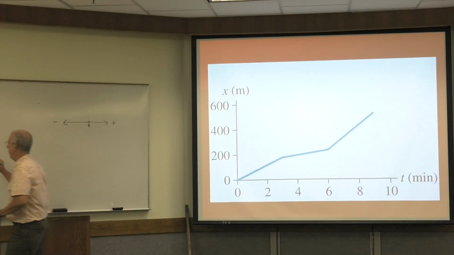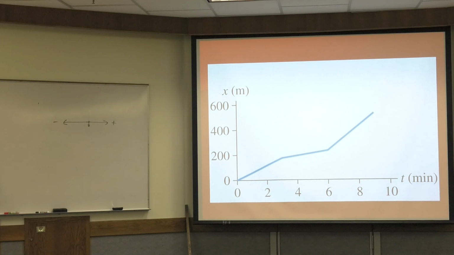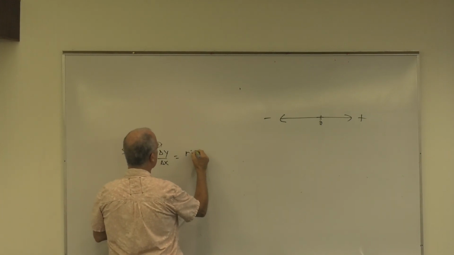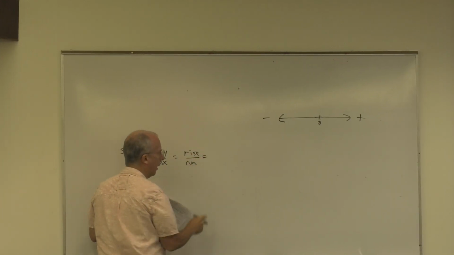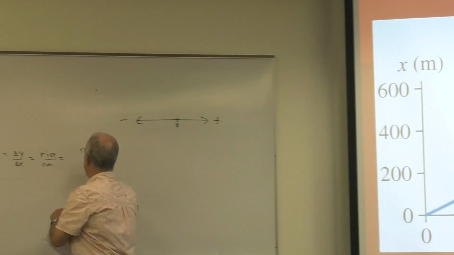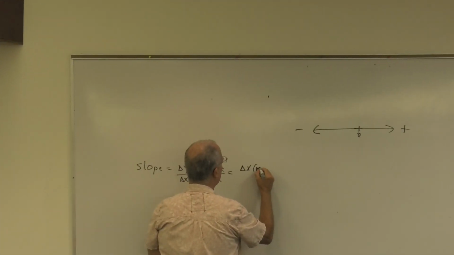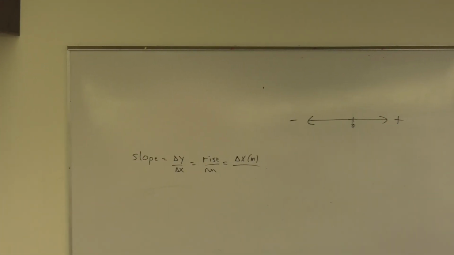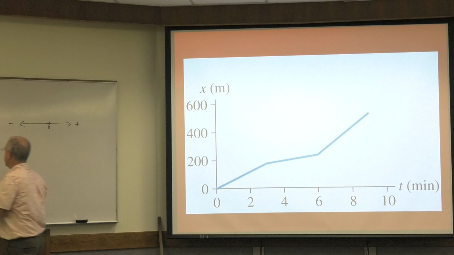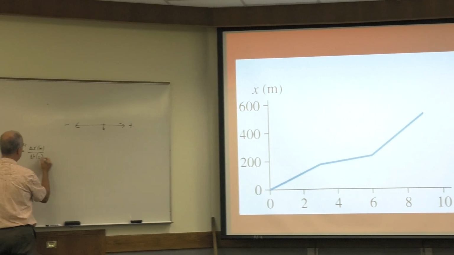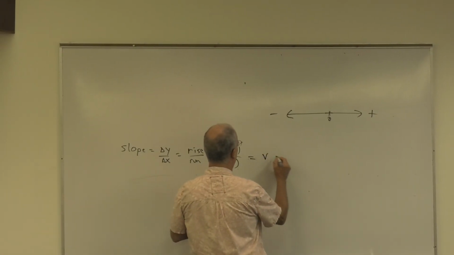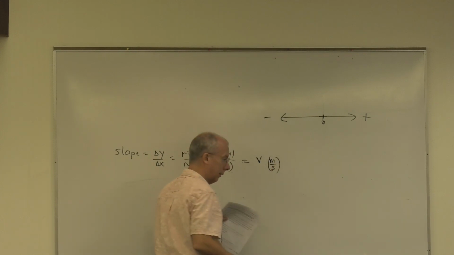Remember, from when you took algebra, slope is delta y over delta x, or you can say it's the rise over the run. So what's the rise? It's x in meters, so it's delta x, a change in position, in meters. What's the run? It's the change in time, supposed to be seconds. Let's just say seconds. So it's delta t in seconds. What's delta x over delta t? It's the average velocity, so it's velocity in meters per second.